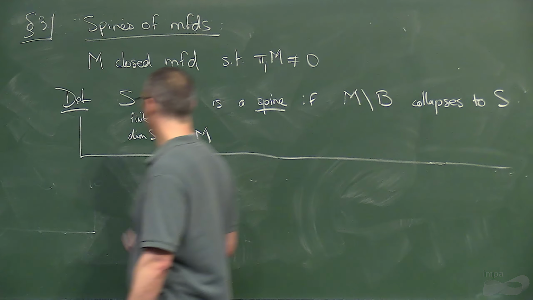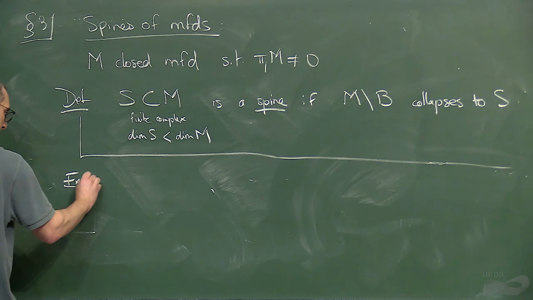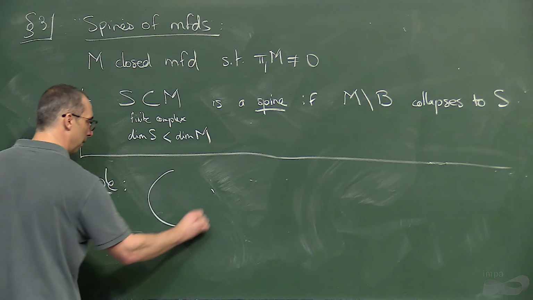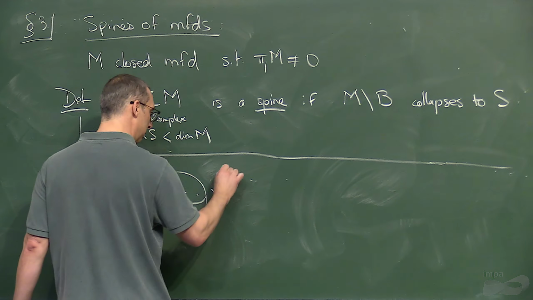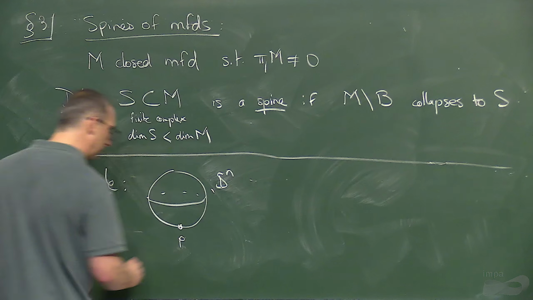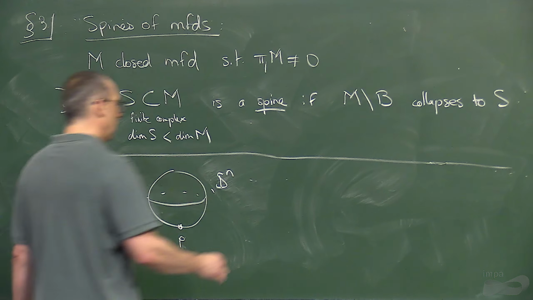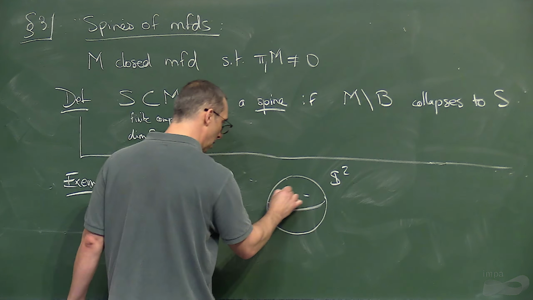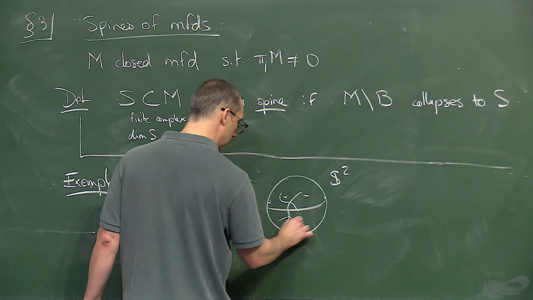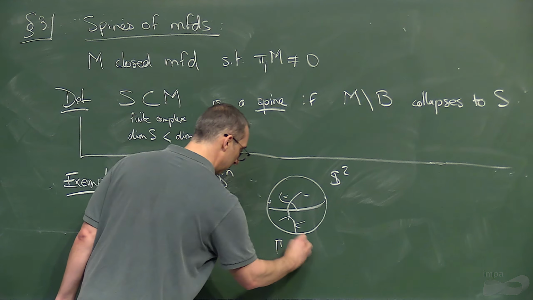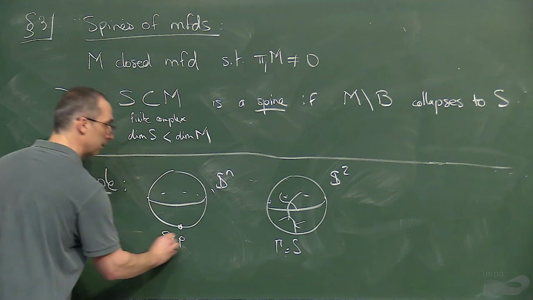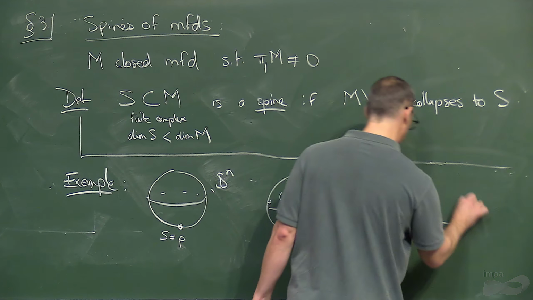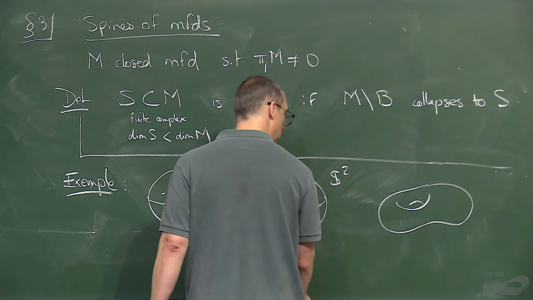So maybe a few examples of this notion to understand what it is. For instance, if you have the sphere Sn, well, a point is a spine. Okay. And maybe if we focus on S2, then any graph will be a spine. Okay. In the case of the torus, the two-dimensional torus, then the following graph is a spine.